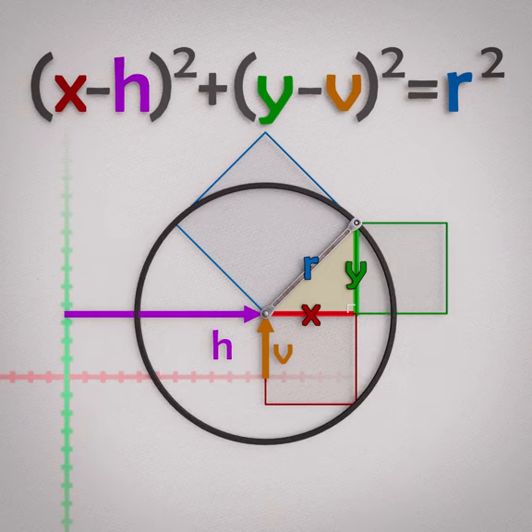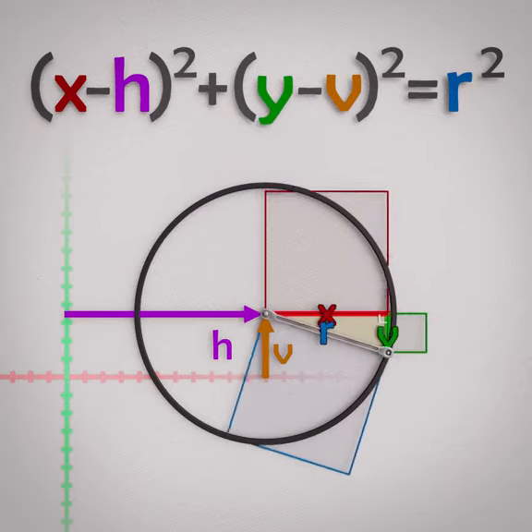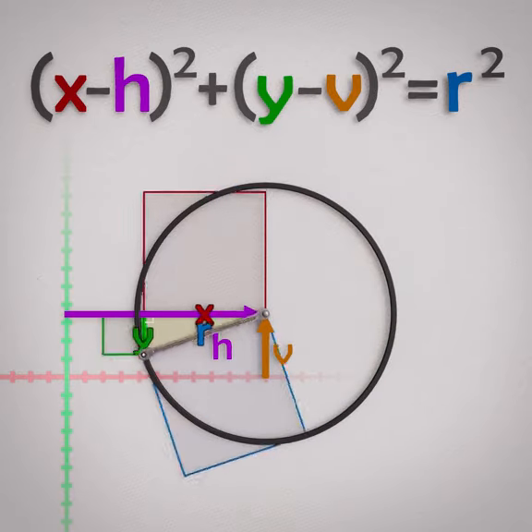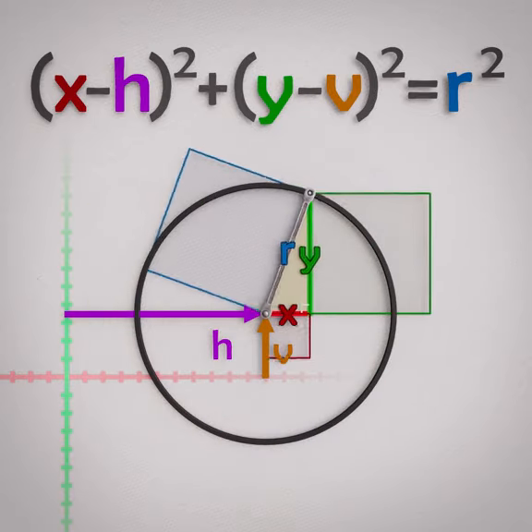When you see the formula for how to graph out a circle, remember that you're actually looking at a description for how to trace out a line with triangles using the Pythagorean theorem.